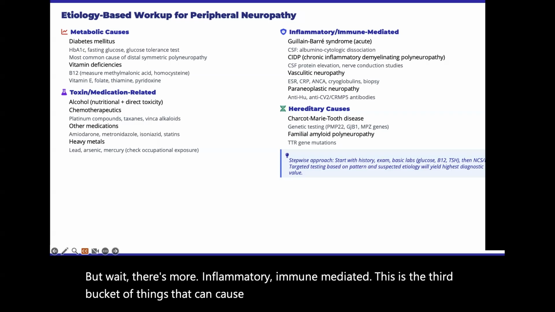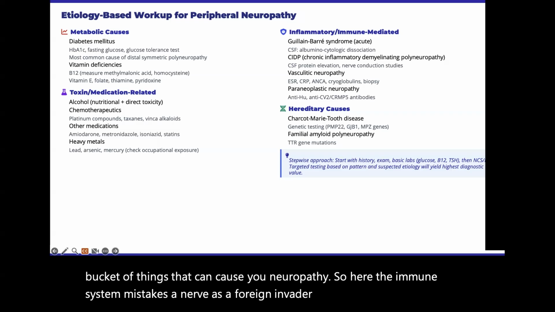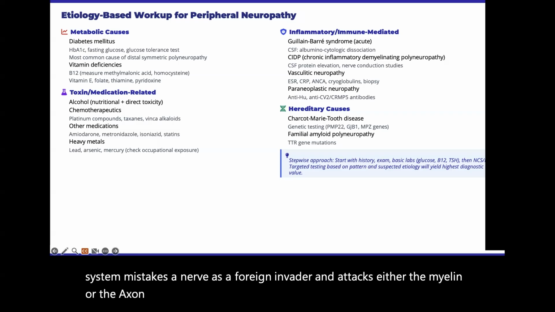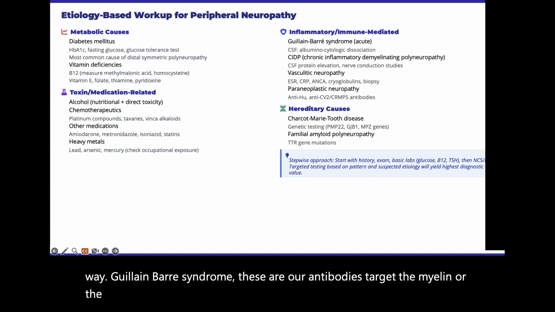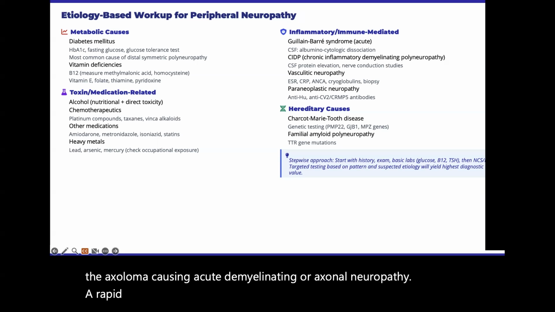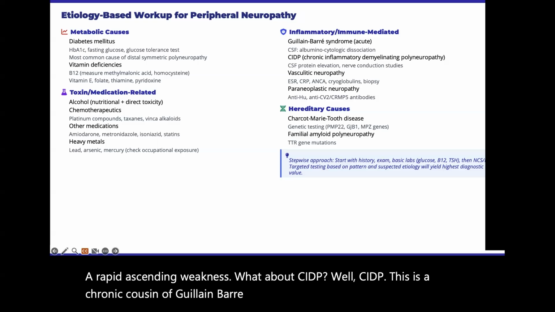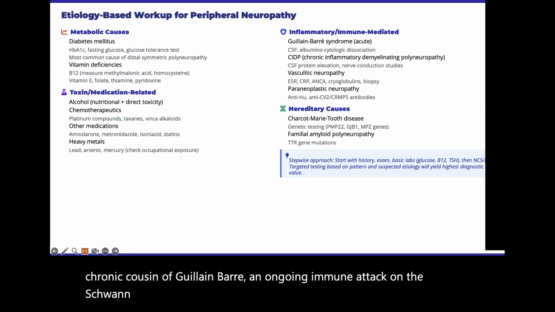So here, the immune system mistakes a nerve as a foreign invader and attacks either the myelin or the axon or the blood supply. So then you can have neuropathy that way. Guillain-Barré syndrome. These are where antibodies target the myelin or the axon, causing acute demyelinating or axonal neuropathy with a rapid ascending weakness. What about CIDP? Well, CIDP, this is a chronic cousin of Guillain-Barré. An ongoing immune attack on the Schwann cell produces segmental demyelination and slowed conduction over months.